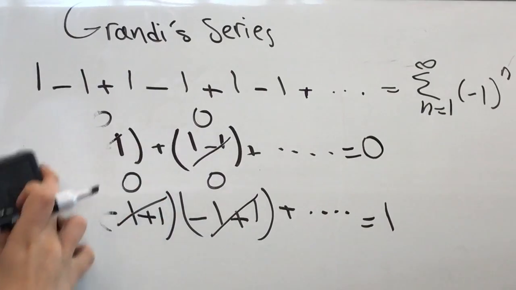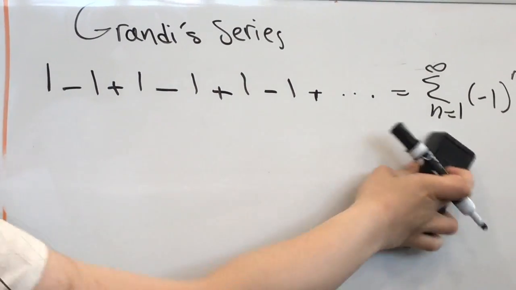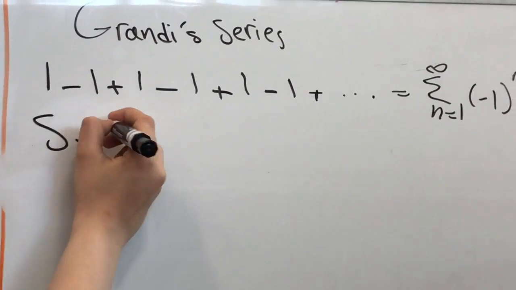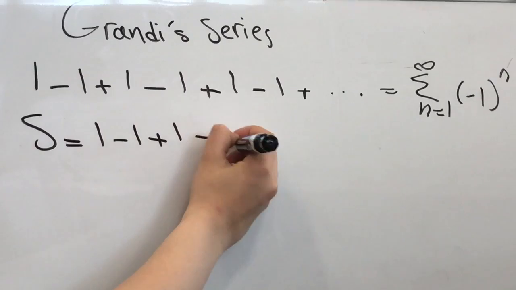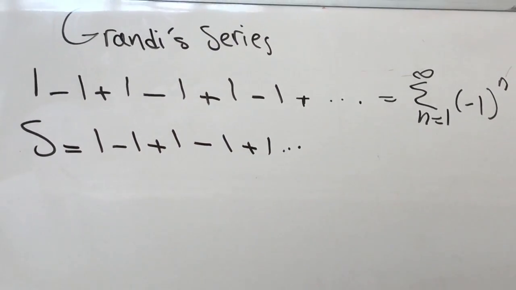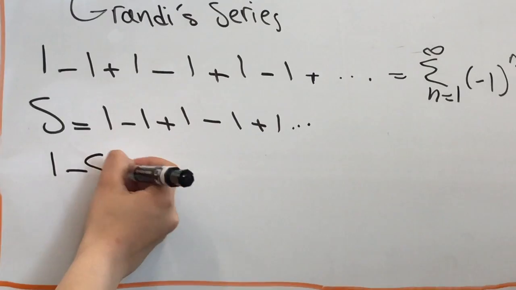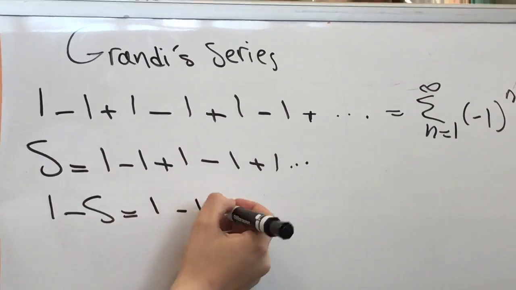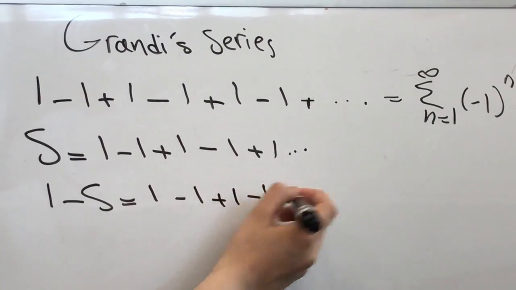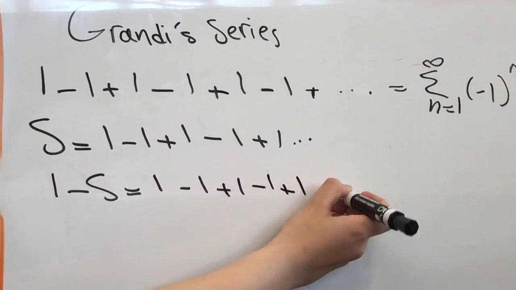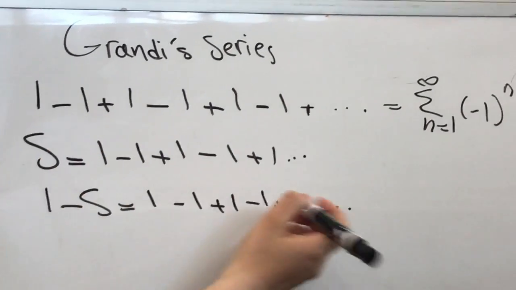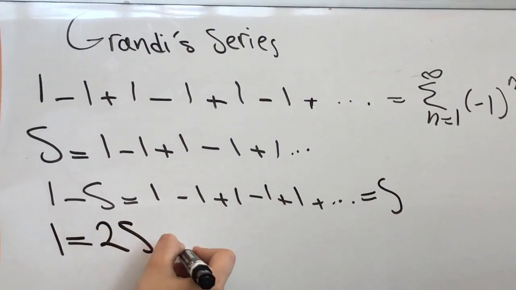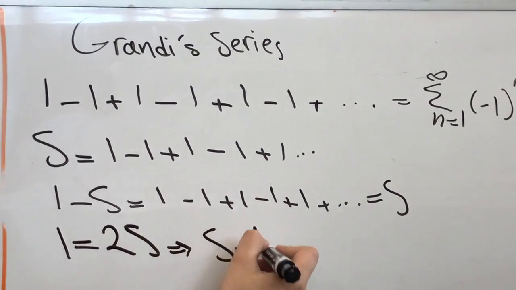So now we're going to see if it will actually equal 1 over 2. One way that it will equal 1 over 2 is if we consider s equal to this series, and then we say 1 minus s equals 1 minus 1, because we're going to multiply negative by each sign, so it would be plus 1 minus 1 plus 1, and we'll go on. As we can see, this again looks like our s right there. So we can say this equals s. So we'll have 1 equals 2s, and then our sum equals 1/2.